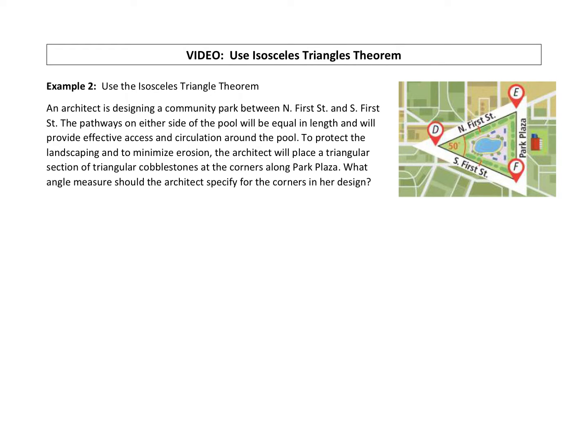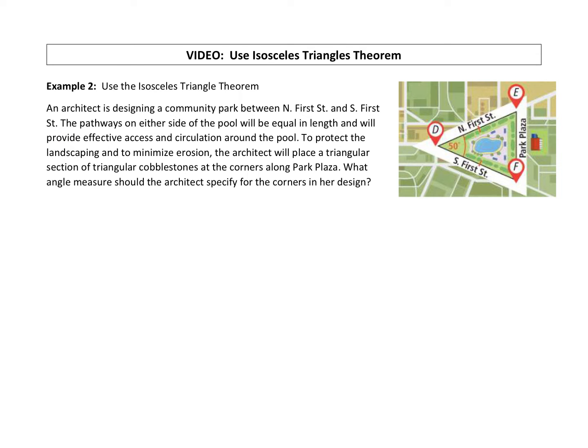All right, we are going to use that isosceles triangle theorem that we learned in our last example with a real life word problem. So let's see how this might come about in your daily life, or the daily life of an architect. An architect is designing a community park between North First Street and South First Street.